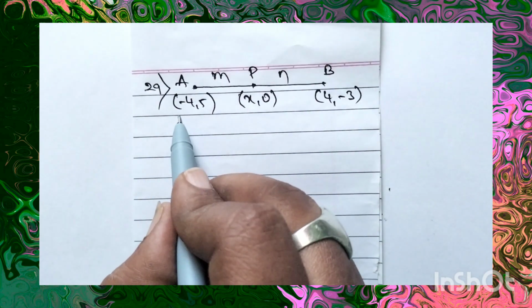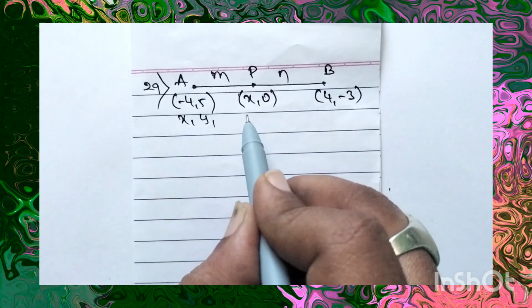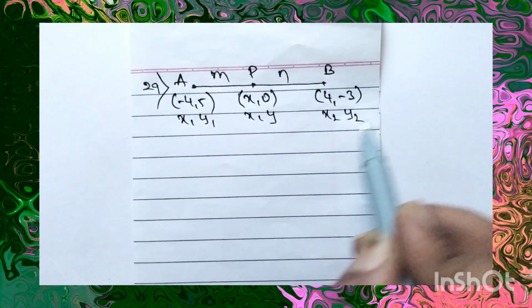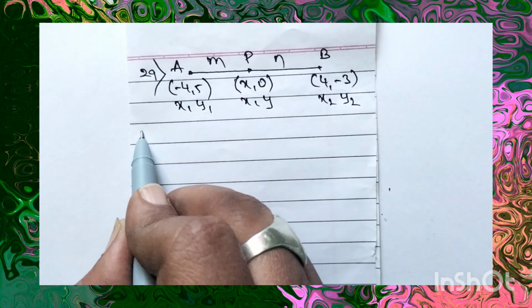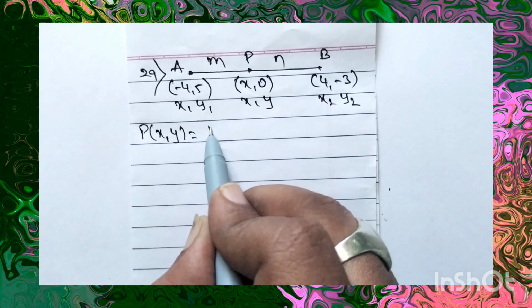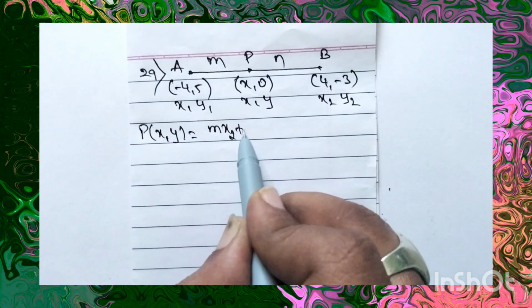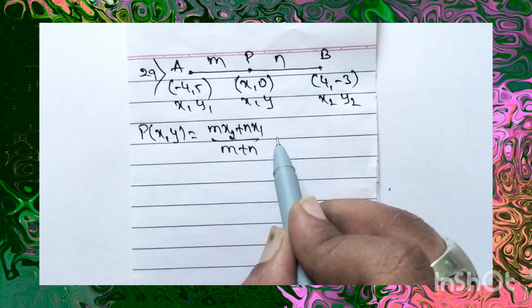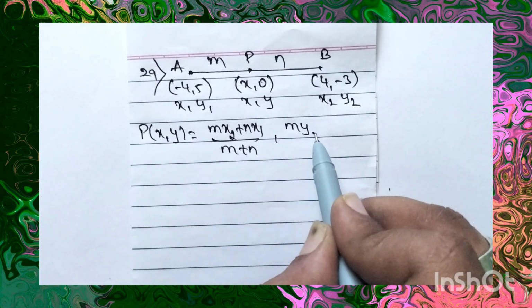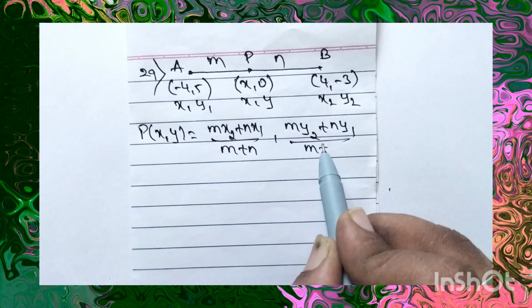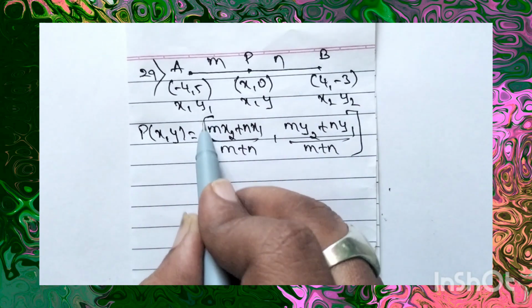ಸೊ ಲೆಟ್ ಅಸ್ ರೈಟ್ ಲೈಕ್ ದಿಸ್ x1 y1 and this is x y and this is x2 y2. So now let us use the section formula. So P(x, y) is equal to (m x2 plus n x1) divided by (m plus n) comma (m y2 plus n y1) divided by (m plus n). So now let us solve this one.